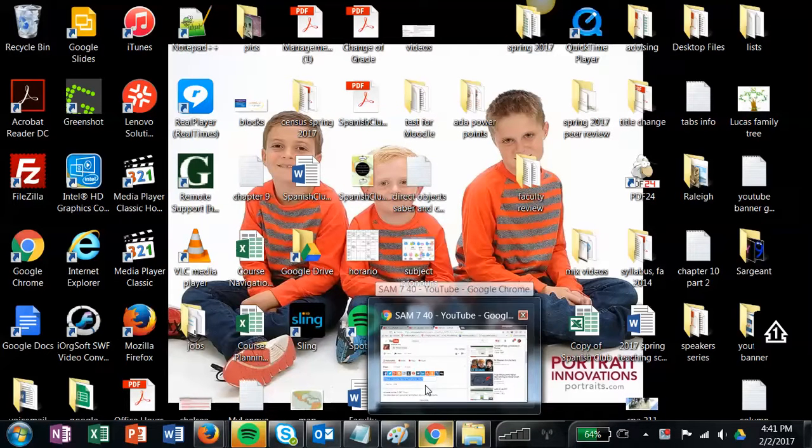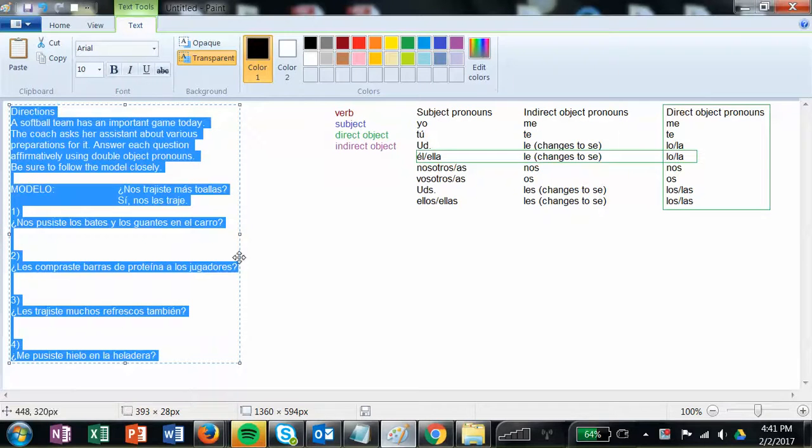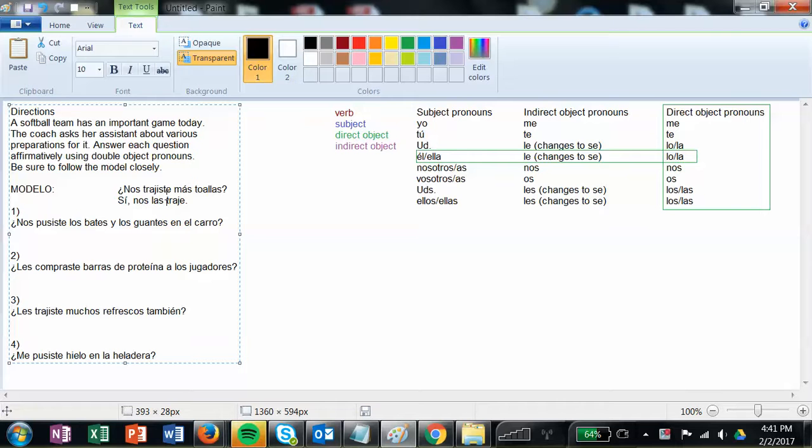Okay, so now I'm going to go over 741. In this one, you're actually answering the question. It says the softball team has an important game today. The coach asked her assistant about various preparations for it. Answer each question affirmatively using double object pronouns. Be sure to follow the model closely.